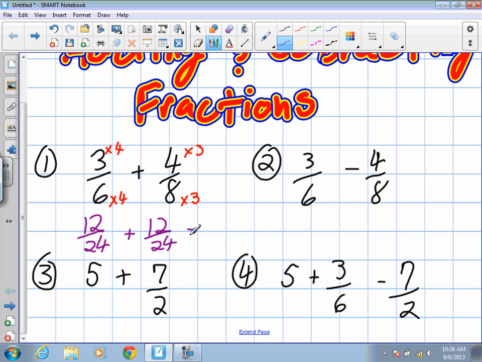All right. So when we add them, the denominator stays the same. Nothing changes. We only add or subtract the top values, the numerators. So 12 and 12 is 24. What does that equal? 1 whole. That's it.